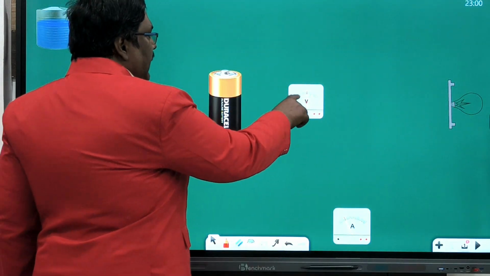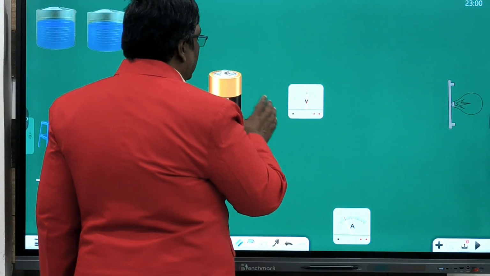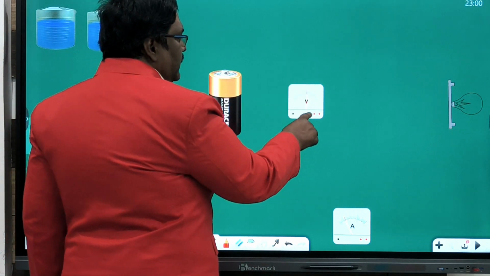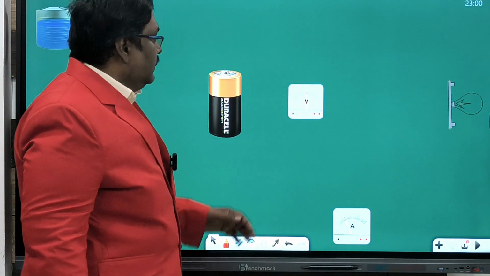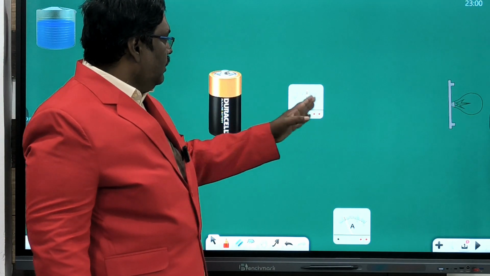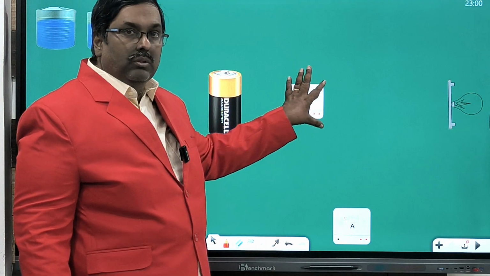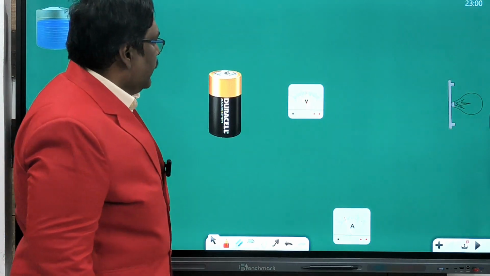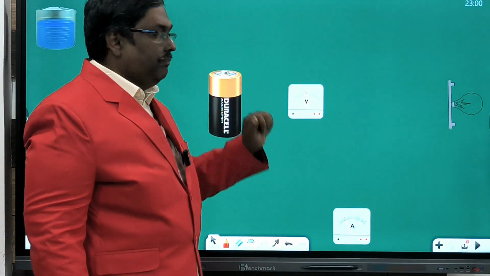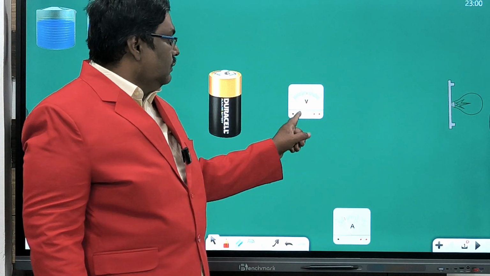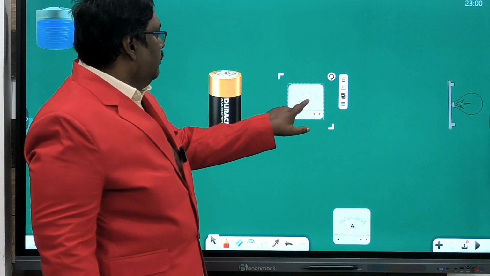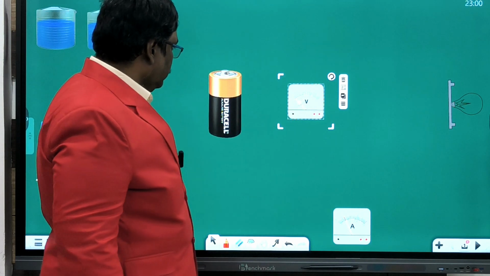Here we have two scales, so we can select the scale. Suppose it is less than 3 volt, then we can select the 3 volt range and give the connection to 3 volt. Suppose it is more than 3 volt, 15 volt, then we can give that. So we have to select the voltage range properly, otherwise the meter will get damaged. Okay, now I am going to give the connection to the meter. Now the meter is showing 0.